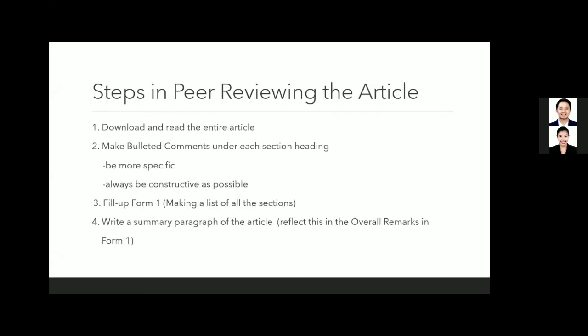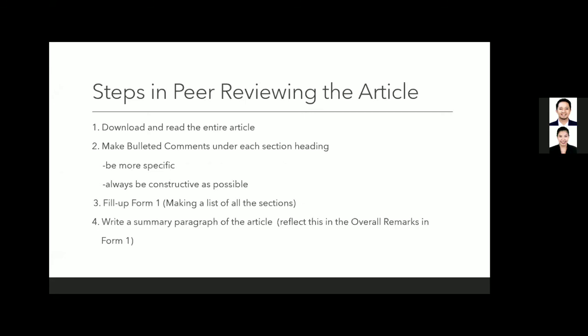So I just would like to wrap up everything. These are the steps in peer reviewing the article. Number 1, of course, you have to download and read the entire article. I think you have watched the two YouTube videos that we shared in our FB group. These are things that they also discussed. Number 2, make bulleted comments.